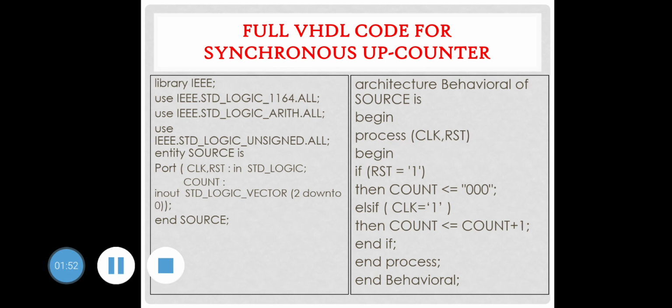Therefore here the count initial value is assigned as 000. Then the statement else if: when clock is 1, then count is equal to count plus 1. So every time the clock is given, the count value will increment by 1. So this is the VHDL code for the synchronous up counter. Now we will see how we will check the output in VHDL.